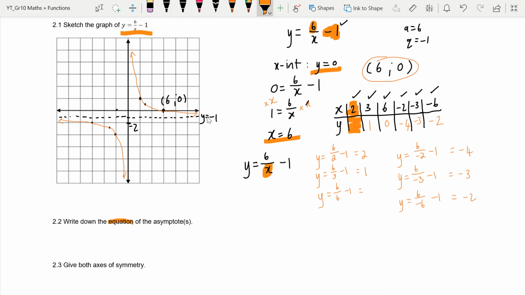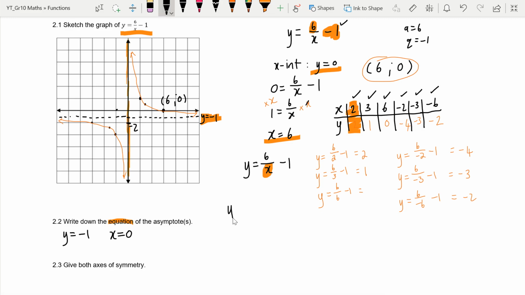Okay. So there is our horizontal asymptote. That is the equation where y is equal to negative 1. And then our vertical asymptote is where x is equal to 0. It's this one over here. That is our vertical asymptote. Our x can't be 0.